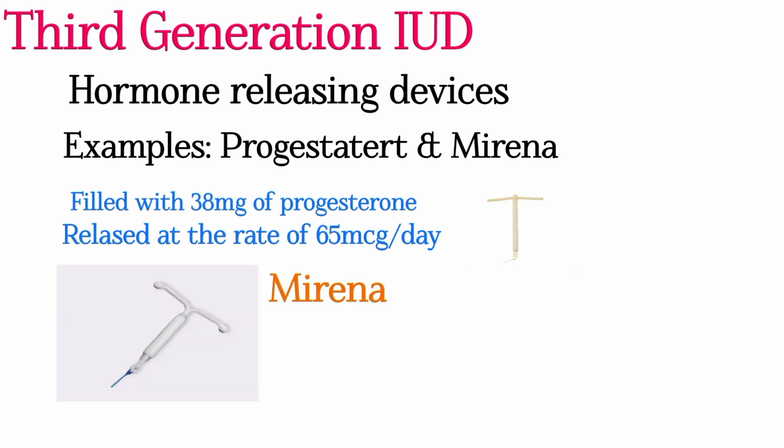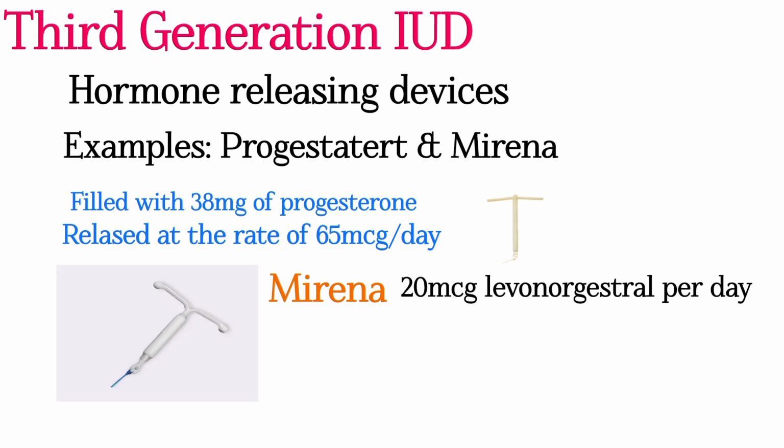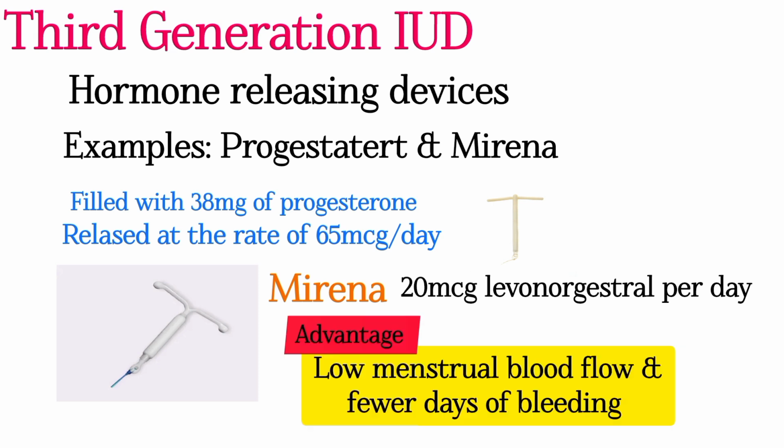Next, Mirena. It is another third generation intrauterine device which releases 20 microgram levonorgestrel. Advantages of this include low menstrual blood flow and fewer days of bleeding.